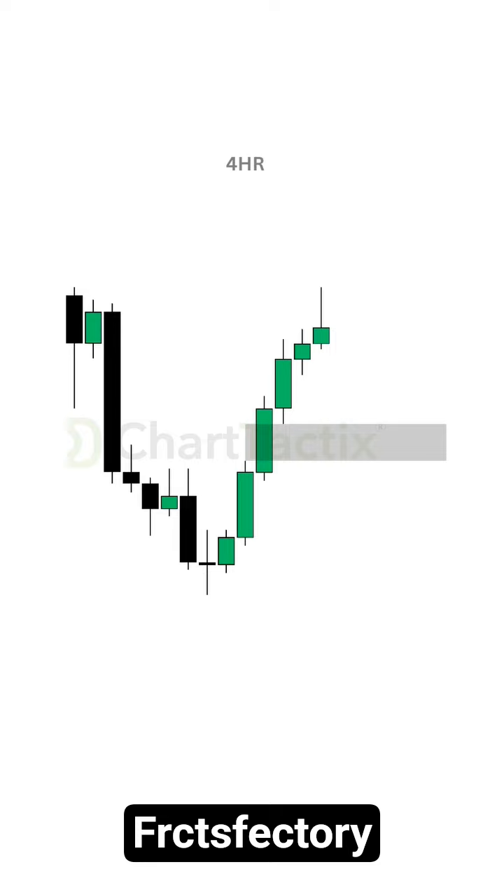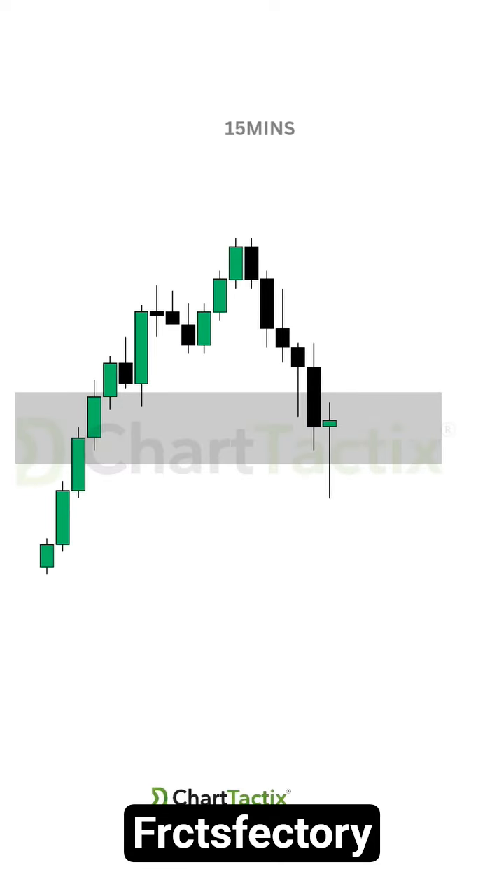After you identify that fair value gap, you wait for price to come back into it. Once price returns into the higher time frame fair value gap, we then drop down to a lower time frame. On the lower time frame, the very first thing we look for is an SMT divergence. After we get the SMT divergence, we then wait for a market structure shift.